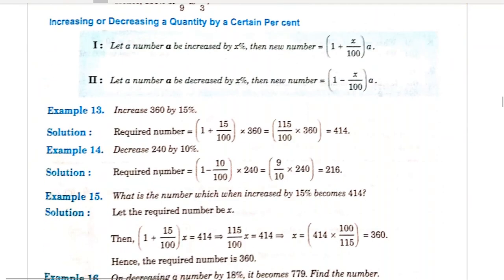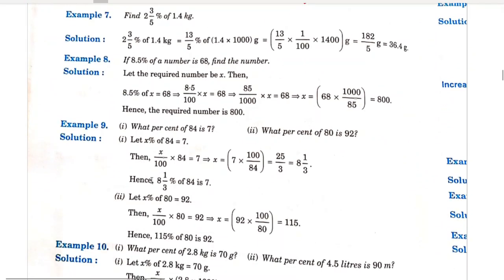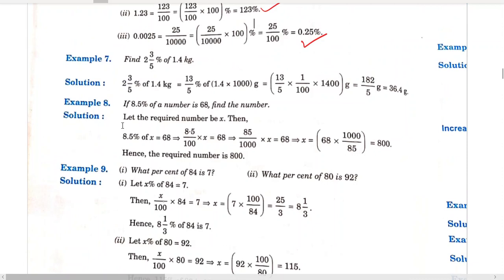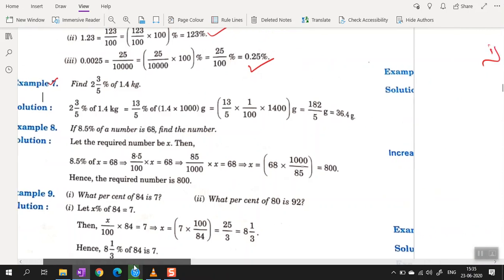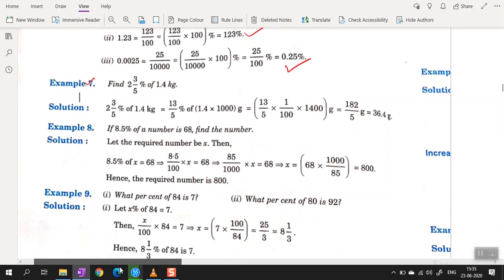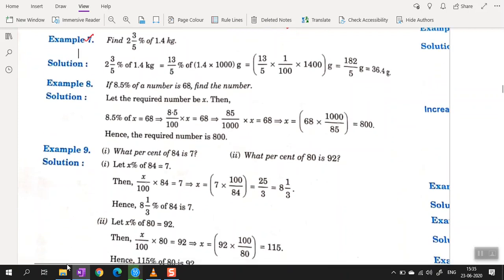Okay, some word problem sort of things. A lot of word problems. Let's do some of them. So let's do the seventh one. Find 2 3 by 5% of 1.4 kg. Hey, I have got an idea because there are so many word problems. I think I have a PPT. Let me check. Okay, forget it. I'm not finding the PPT. So I'm going to do these questions for you by reading them over here. Little inconvenient, but still it's okay.